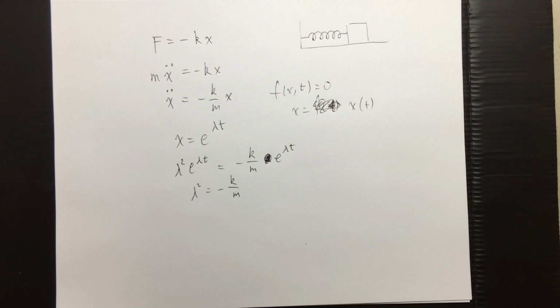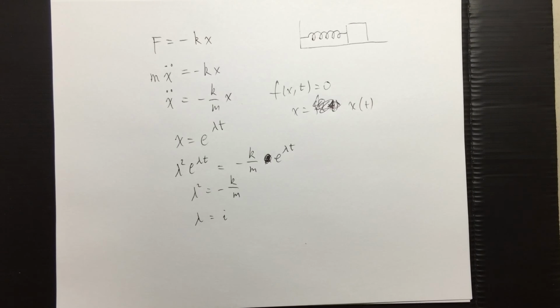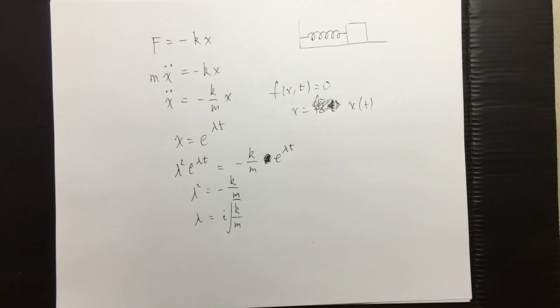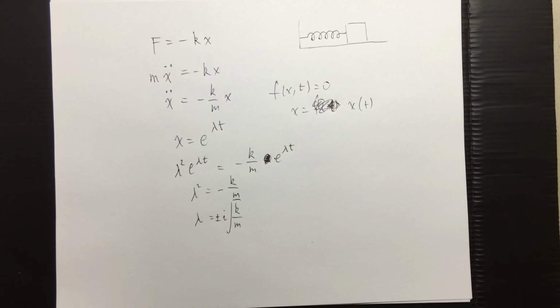So what's lambda? An imaginary number. Then what? The square root of k over m, plus or minus. Yes, there you go. Plus or minus. Good.